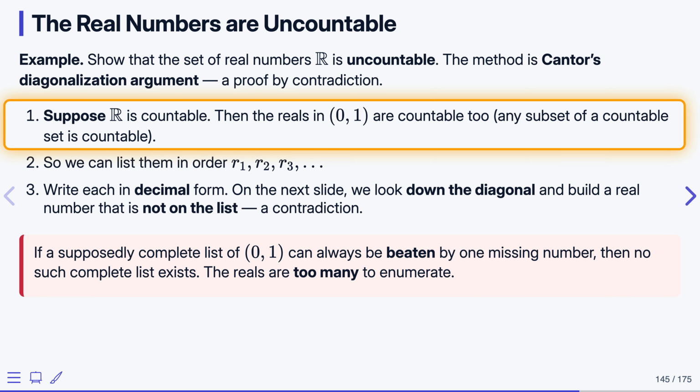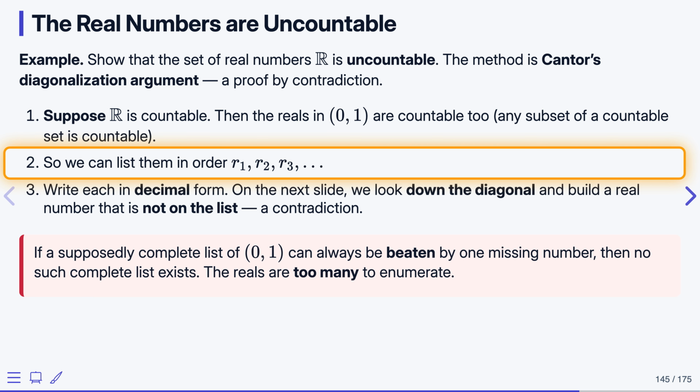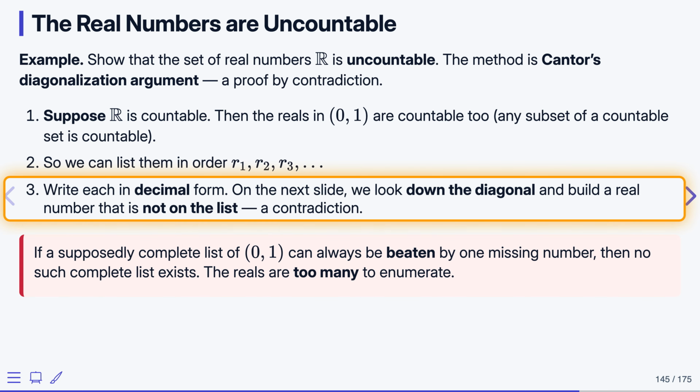Step 1. Suppose the reals are countable. Then the real numbers between 0 and 1 are also countable, because any part of a countable set is countable. Step 2. Being countable, we can list all of them in order: R1, R2, R3, and so on. Step 3. We write each of these numbers in its decimal form.